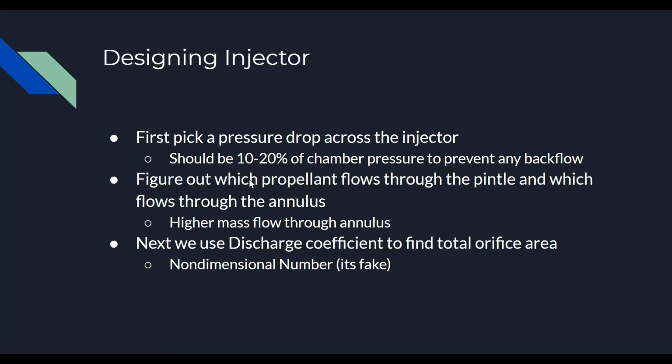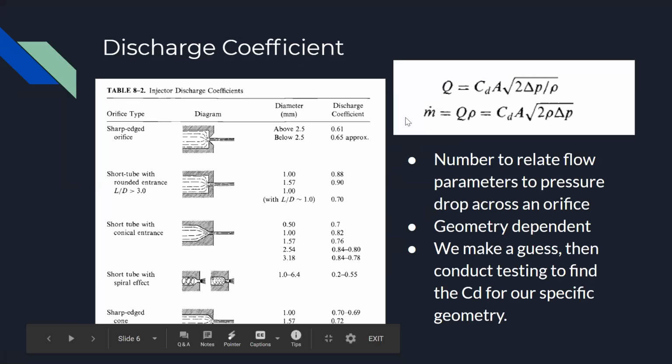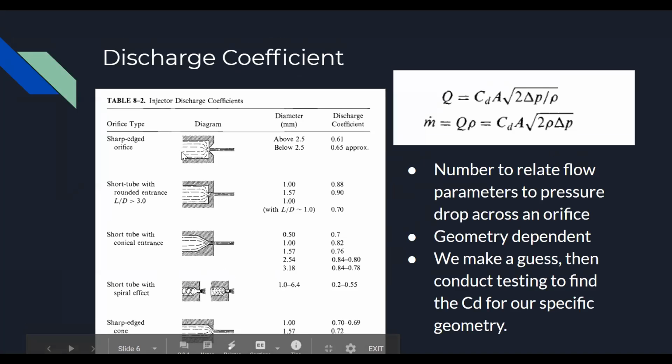So once you figure out which propellant is going through which area, and your pressure drop, we can use the discharge coefficient to find the orifice areas. And the discharge coefficient is a non-dimensional number, which is fake. Non-dimensional numbers are something you'll learn about in fluids. I'll just talk about what the discharge coefficient is, and you'll get an idea from that.